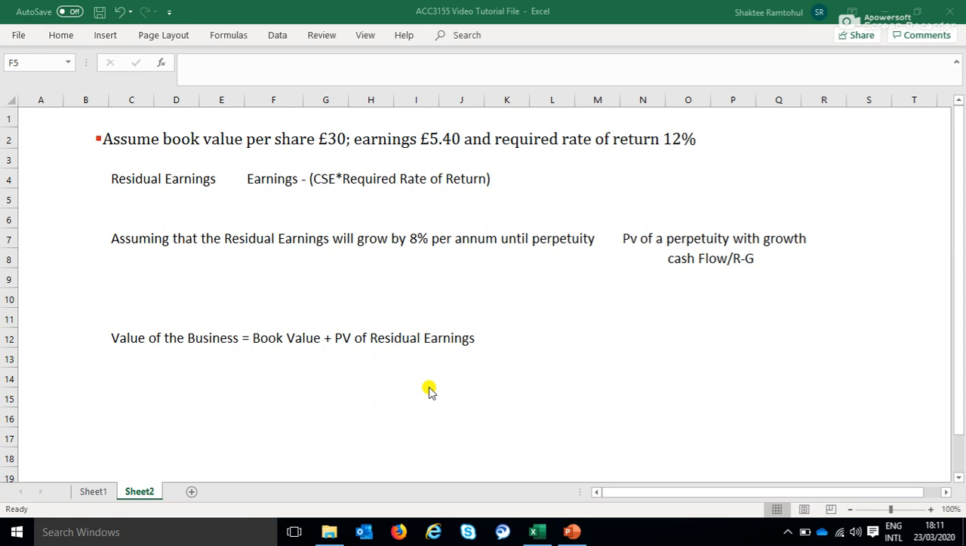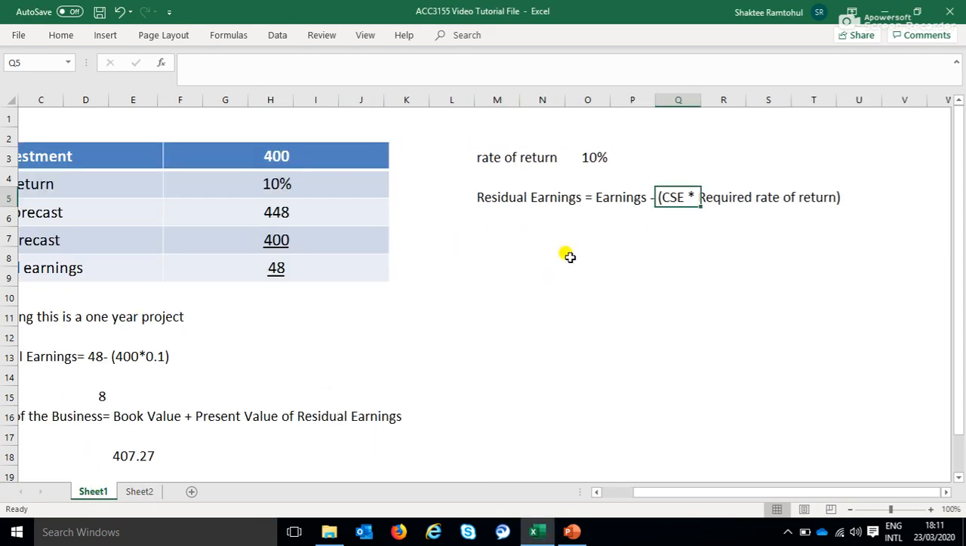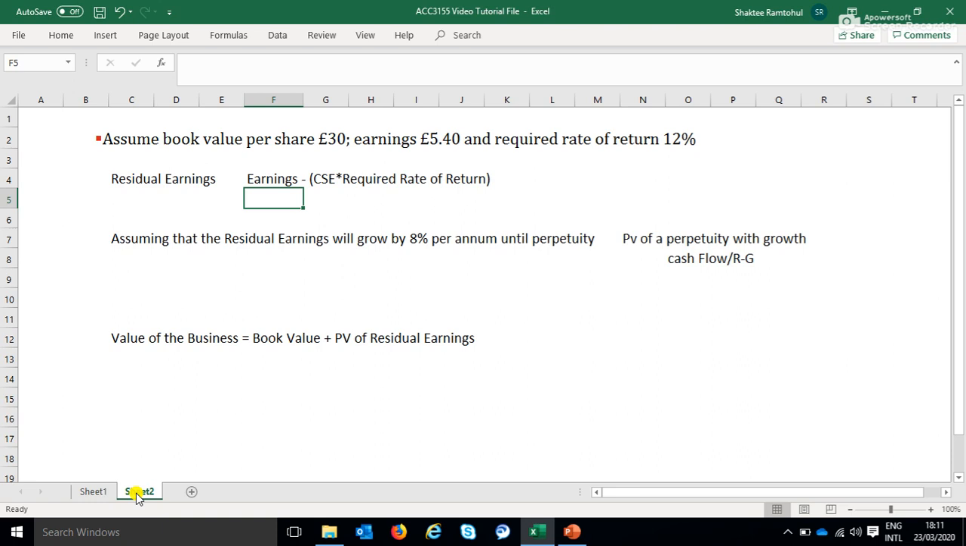So in the residual earnings series, what have we learned from lecture 1? We learned that the residual earnings consist of the earnings minus your CSE, your common shareholders equity, multiplied by the required rate of return. Now, if you haven't had the chance to go through lecture 1, please go through that video because it will make a lot of sense for this video.